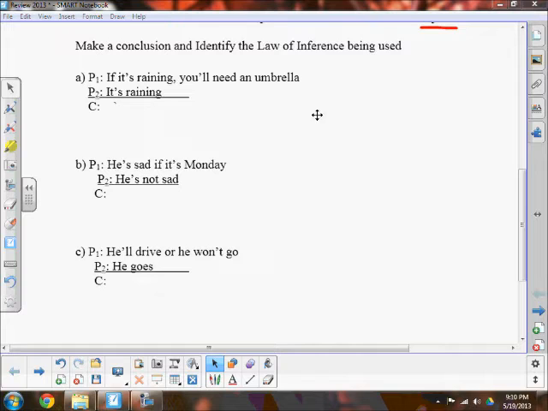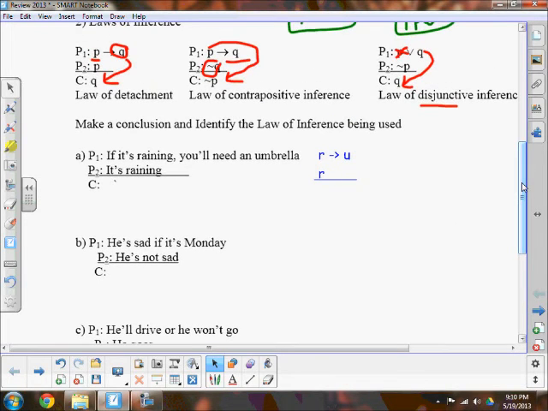So, looking at these 3 examples we have down here, if I look at the statement, if it's raining, you'll need an umbrella, well, that's a conditional statement, so I can let R represent the statement, it's raining, and U, the statement, you need an umbrella. So if I convert these to symbols, there, we can kind of see how these laws of inference would relate a little bit easier.